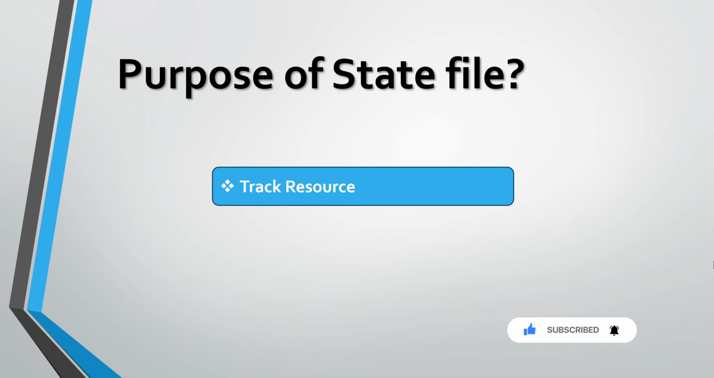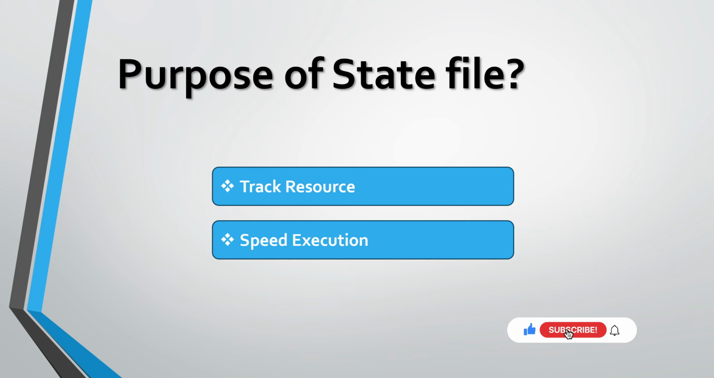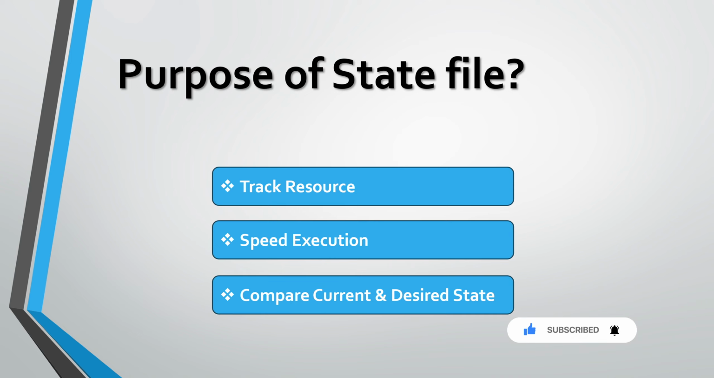Now, the state file is used to track the resources. All the resources that you are creating from Terraform can be tracked by the state file. Speed execution. Since Terraform stores all the resource information, retrieving infrastructure information is very easy as Terraform manages the state file, so your execution will be faster.